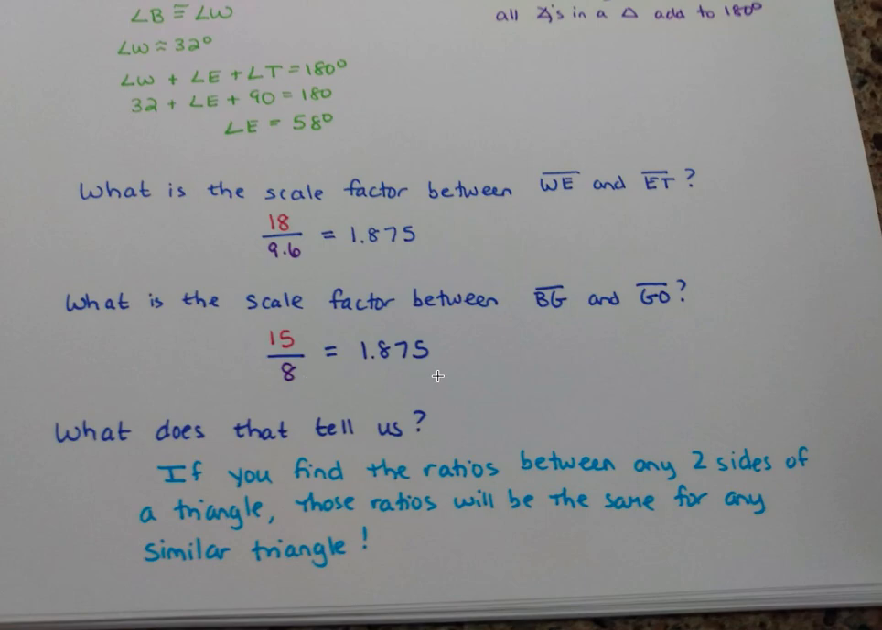That does make sense. This is a very important fact as we move into the study of trigonometry. If you find ratios between any two sides of a triangle, those ratios will be the same for any similar triangle. That ends our quick review of similar triangles.